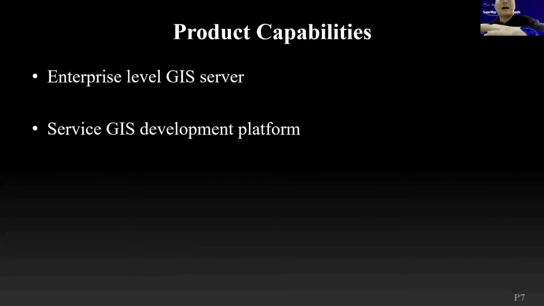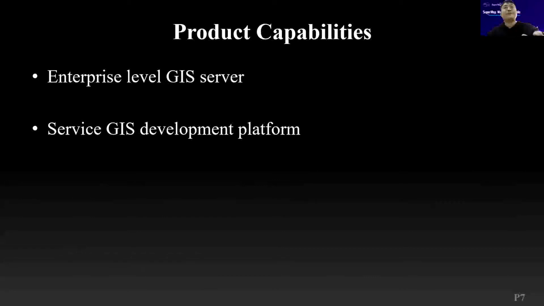All right, and the second one is product capabilities. As we mentioned earlier, the main capability of iServer is, the first one is the enterprise level GIS server. It can help us to publish the server. And the second one is the service GIS development platform.